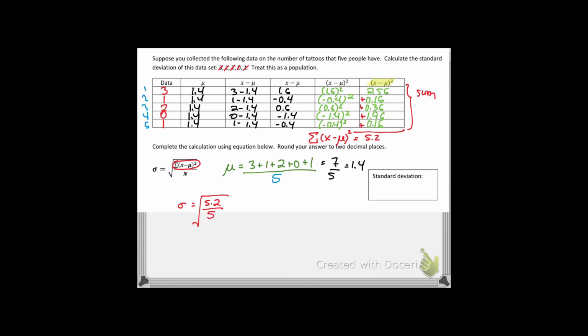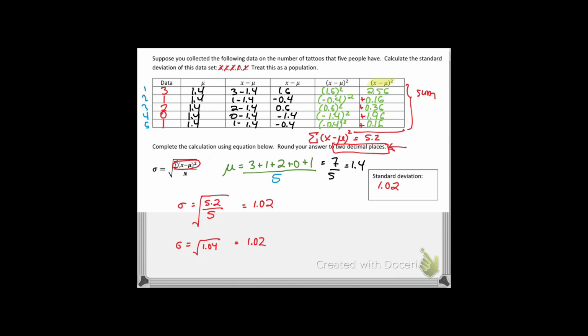Now you can do one of two things right here. You can either just type this whole thing into your calculator and you will get about 1.02. Okay, if you want to do order of operations, then you'd have to divide first. So 5.2 divided by 5 is 1.04, and then the square root of 1.04 is about 1.02. The reason I'm rounding to 2 decimal places is because that's what we're told to do. It says round to 2 decimal places. So my final answer is 1.02.